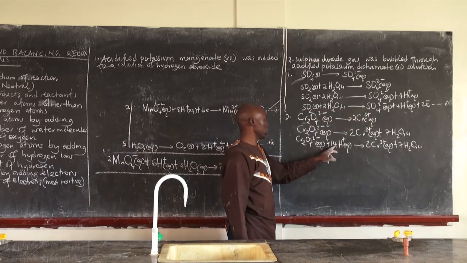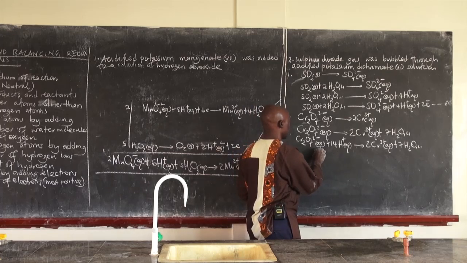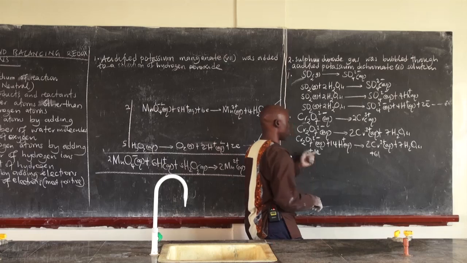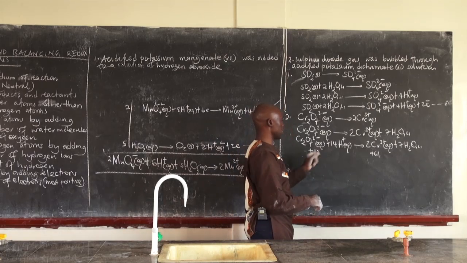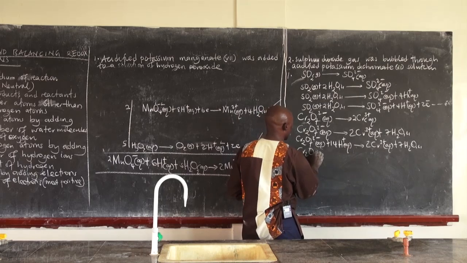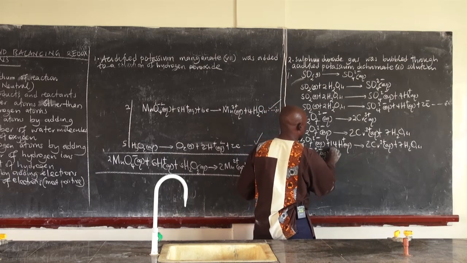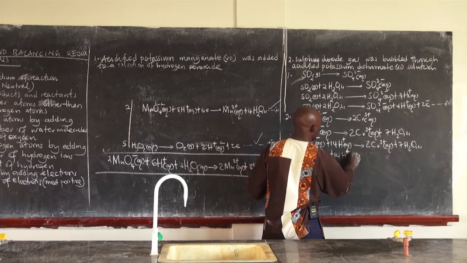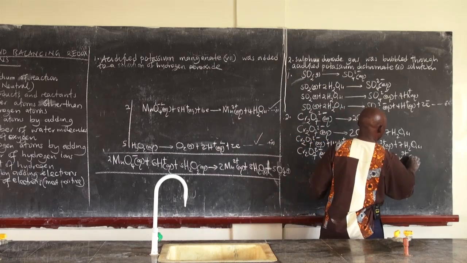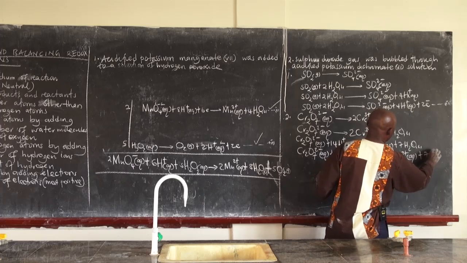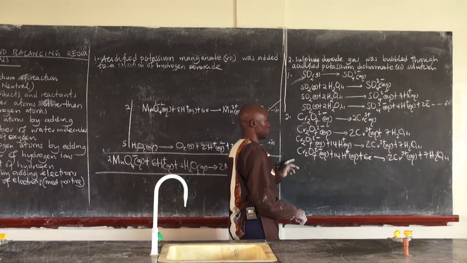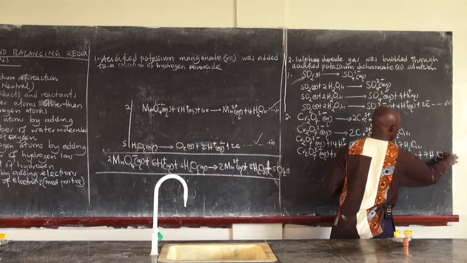Let's check the charges. This is 14 positives minus 2, which gives 12 positives. This gives us 6 positives. So we reduce this side, with the higher positive value, by adding 6 electrons. So plus 6 electrons, you get 2 chromium(III) plus 7 water. This is now equation 2, and it's balanced.